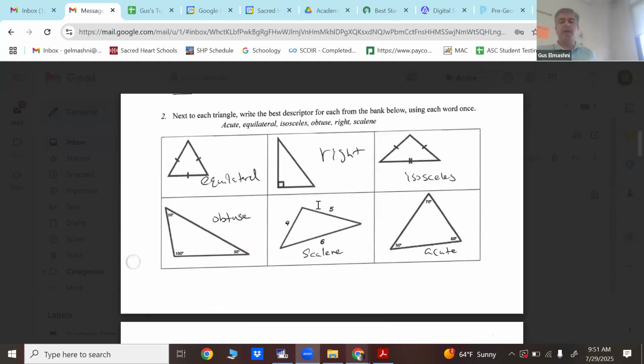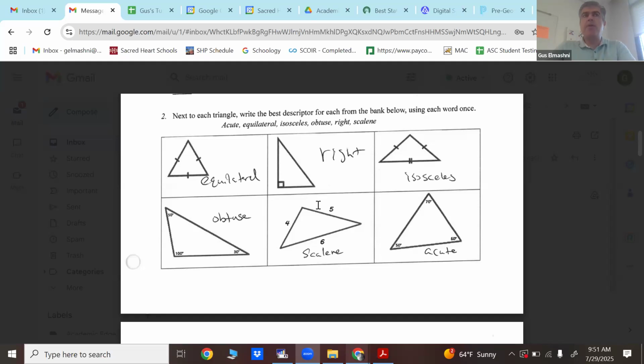next to each triangle, so that's equilateral, the top left, the middle is right. I think most of you guys got that. I think where you guys got mixed up was isosceles and scalene. Isosceles is the upper right because you have 2 equal sides. Scalene, all sides are different.